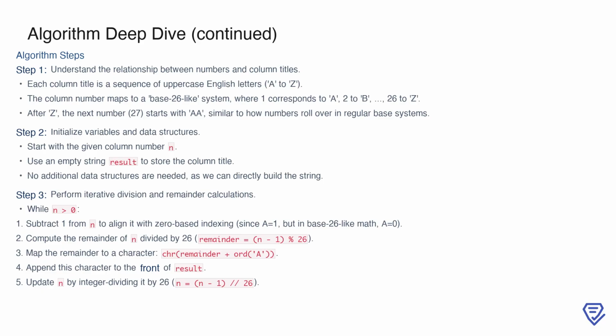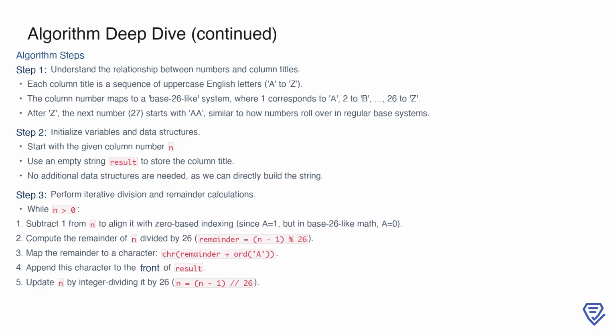To solve this problem, we need to break it down into manageable steps. First, we need to understand the mapping between numbers and column titles. Each column title is represented as a sequence of uppercase letters, and the numbering follows a base 26-like system. For example, the number 1 corresponds to A, 2 to B, and so forth until 26, which maps to Z. After that, the numbering rolls over similar to other base systems, with 27 mapping to AA and 28 to AB.